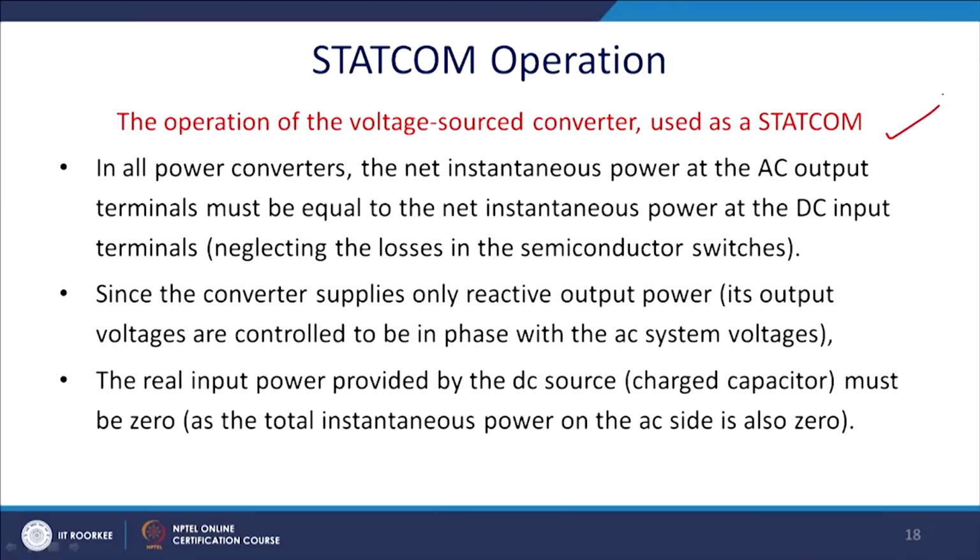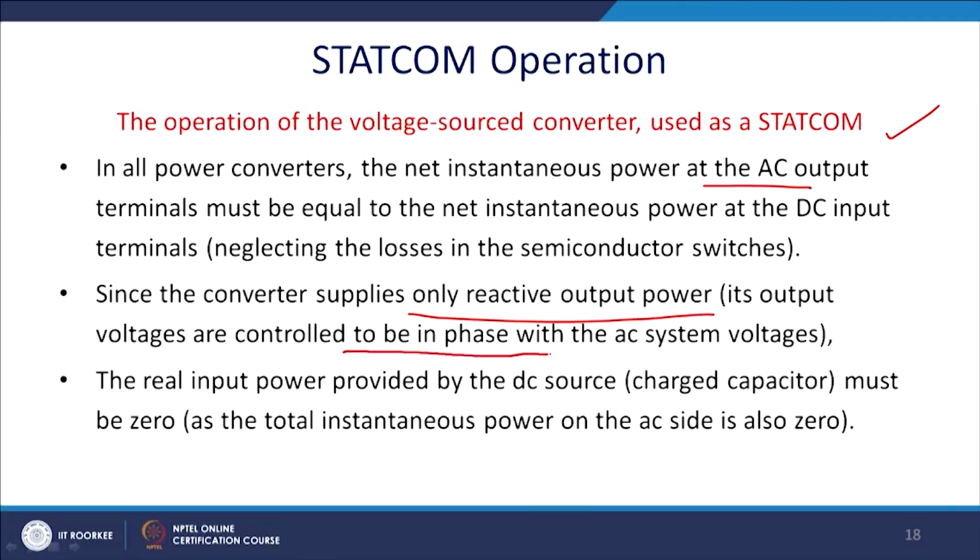Operation of the voltage source converter. Generally we use a voltage source converter as a Statcom. So, here it is mentioned the operation of the voltage source converter as Statcom. In all power converters, the instantaneous power at the AC output terminal must be equal to the net instantaneous power at the DC terminal, neglecting the switching losses and other losses. Neglecting the losses of the semiconductor switches, also the hysteresis and eddy current losses of the coupling inductor and all those things. So, this should balance.